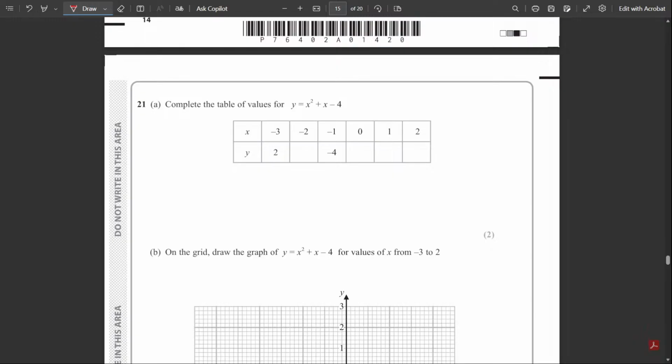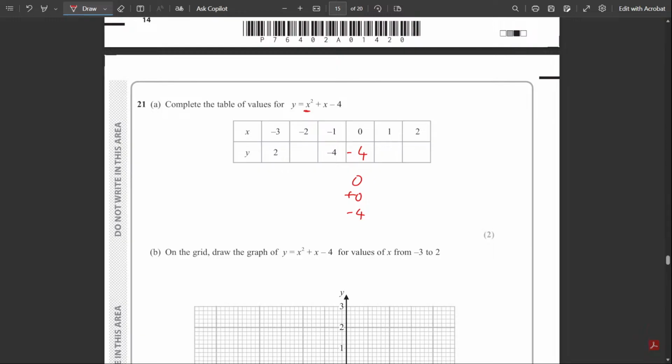This is slightly tricky, so you generally want to start with the positive number. Do the negative number at the end. Okay, so we start with zeros. When you substitute x equal to 0 in here, you get 0 square, which is 0. Okay, you can start doing these calculations somehow. 0 square is 0, add 0 is still 0, and then take away 4 gives you minus 4.